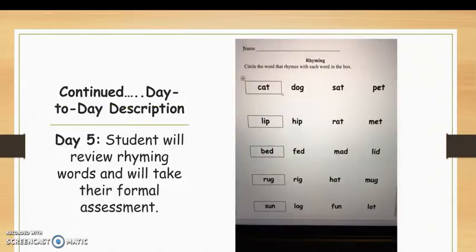On day 5, students will first review rhyming words. Then they will individually take a formal assessment that will consist of them orally identifying if the pair of words given to them rhyme or not. Also, there will be a portion of the assessment that will be a worksheet in which students will be given short CVC words, and they will have to decide which rhyming word goes along with the rhyming word inside the box.